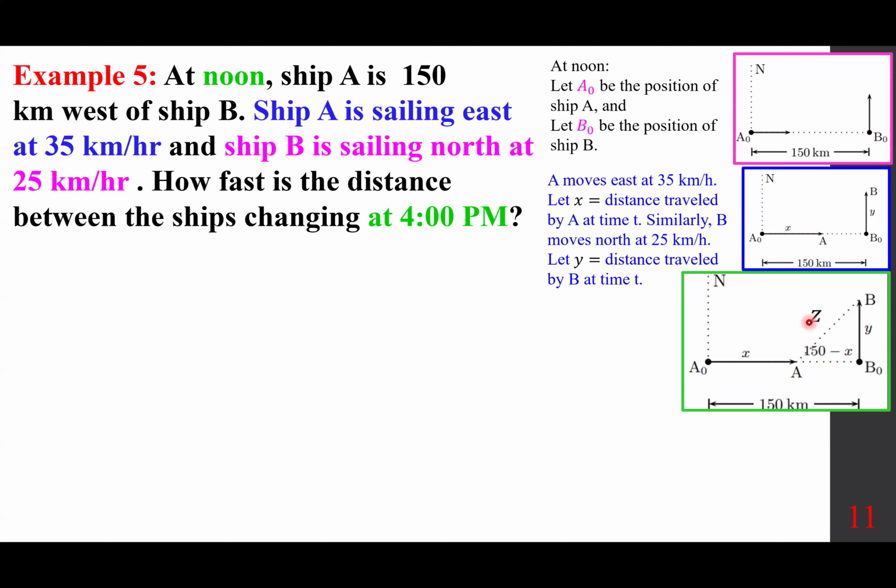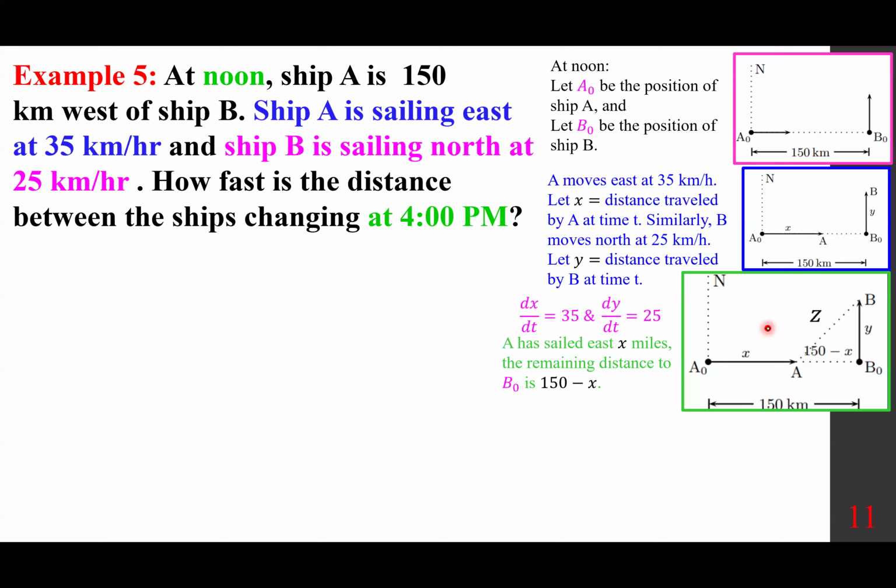And dx/dt, because it's moving at 35 kilometers per hour, and dy/dt is 25 kilometers per hour. So dx/dt is 35, dy/dt is 25. A has sailed east x kilometers. The remaining distance is 150 minus x. So all we did so far, we explained the question. Now we are ready to relate variables by writing formulas.